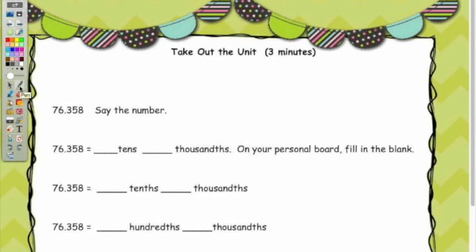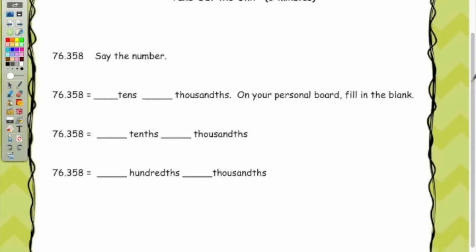We're going to jump around a little bit today on these papers, so you're going to have to pay close attention. Stay with me. Get your name on it. Okay, so it says to take out a unit. So the first one, and I want you to follow the same strategy I'm using.